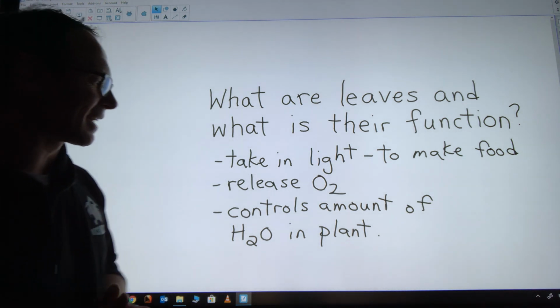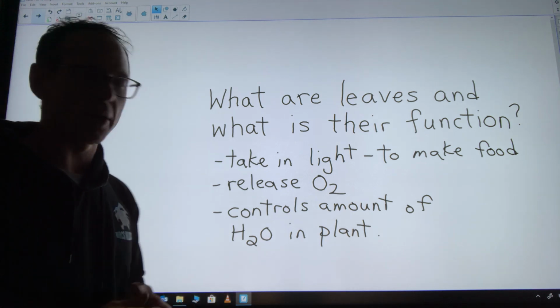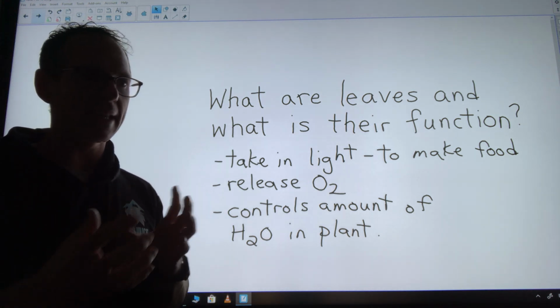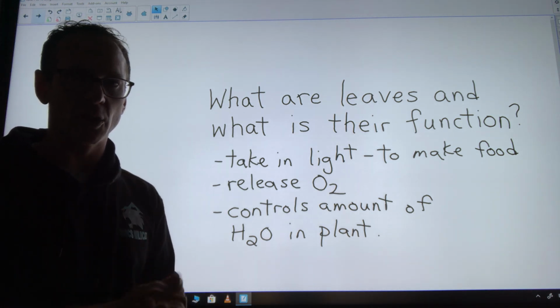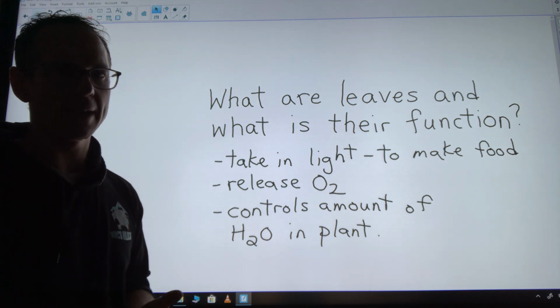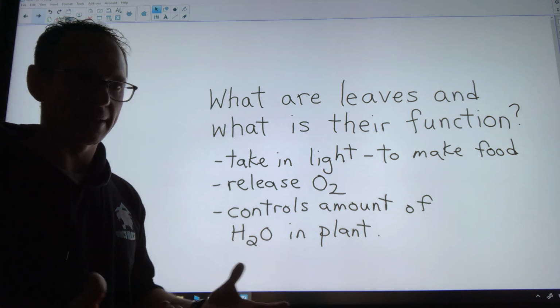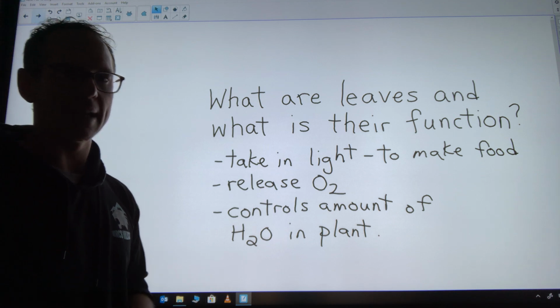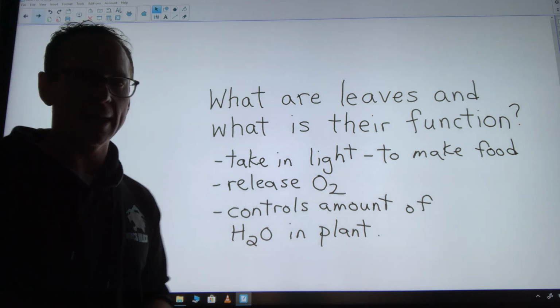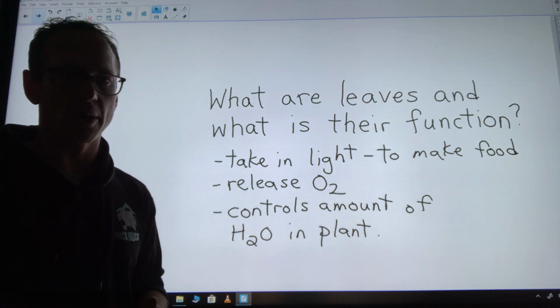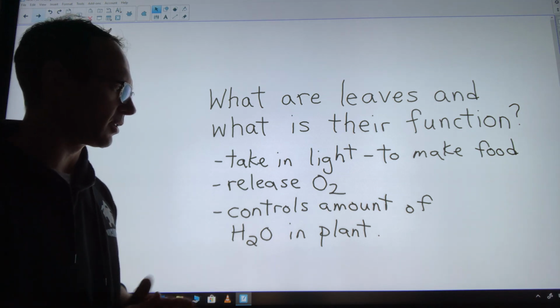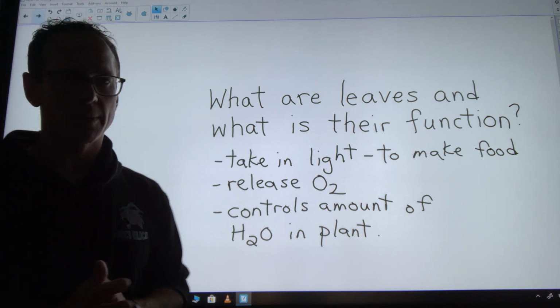The last thing that leaves do is they control the amount of water in the plant, and so if the plant starts to get dry, it can close the pores called stomata, and it makes it so that the plant doesn't release water. And if the plant has too much water, it opens the pores and the water will be released into the environment as water vapor.